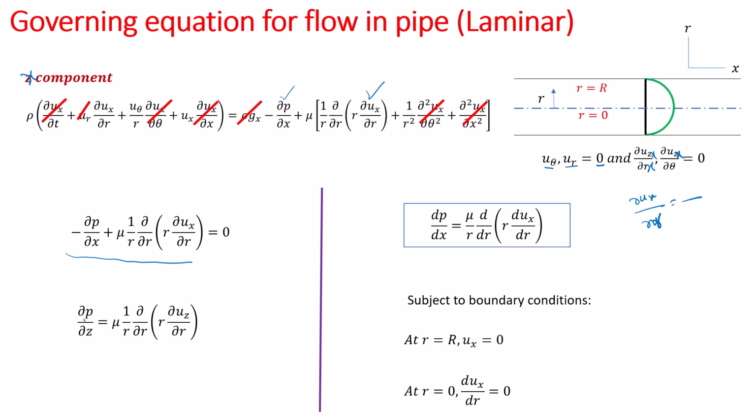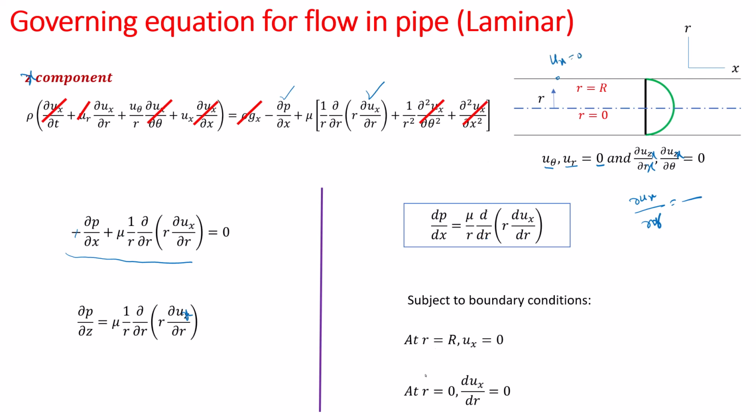We can write this equation as partial p by partial x, and take this value out on this side, which makes this term positive. This is mu times 1 upon r, partial by partial r, of r partial ux by partial r. Because it's only a single variable here, we can change from the partial derivative to the simple derivative. So dp by dx is equal to mu upon r, d by dr of r dux by dr. And the boundary condition is that at r equal to R, at this point, ux is equal to 0. Simply, velocity is 0 here.